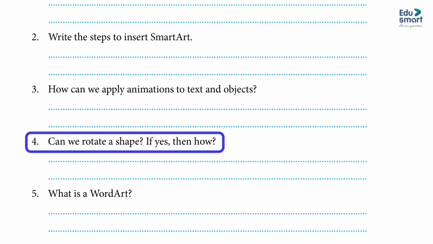4. Can we rotate a shape? If yes, then how? You can flip, rotate or resize. PowerPoint objects include text boxes, shapes and images. The item you want to rotate is selected. Choose the rotation handle at the object's top. Then move it in the desired direction. Choose arrange, rotate, flip vertical or flip horizontal to flip an object.